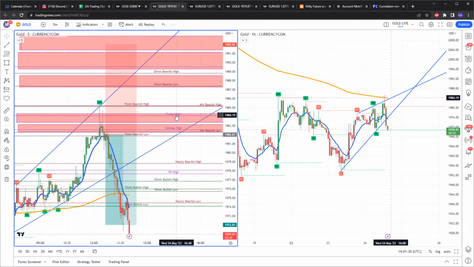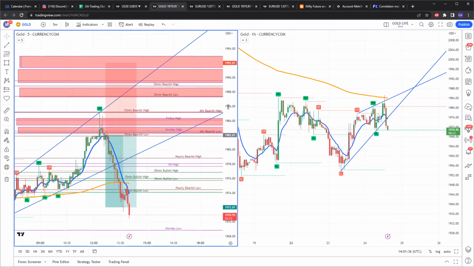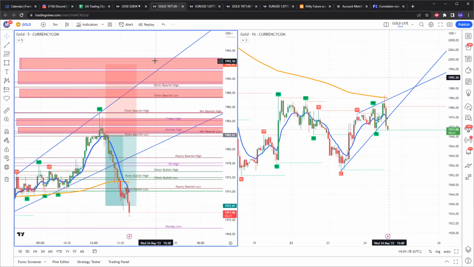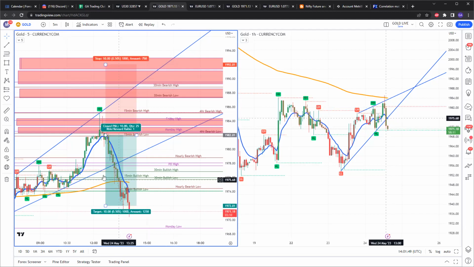I have a Monday high, Friday high, a 4-hour bearish high, a 15-minute bearish high, a 30-minute bearish high, and a 30-minute bearish low. And I have these two zones where heavy sellers are. At that point, I did not have any bullish zone, and I did not have any buyers anywhere there. For me, that was a confluence. I entered the sell on gold and it went straight to TP.